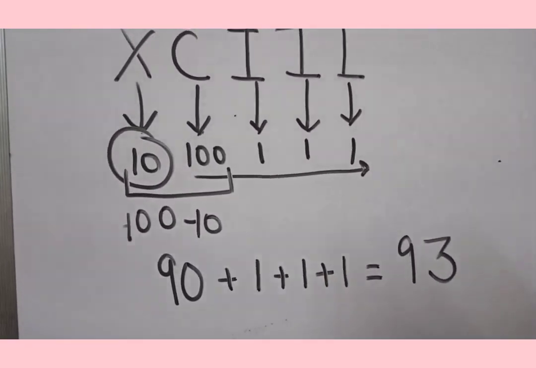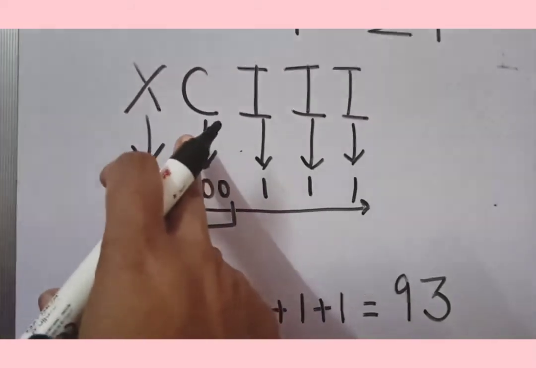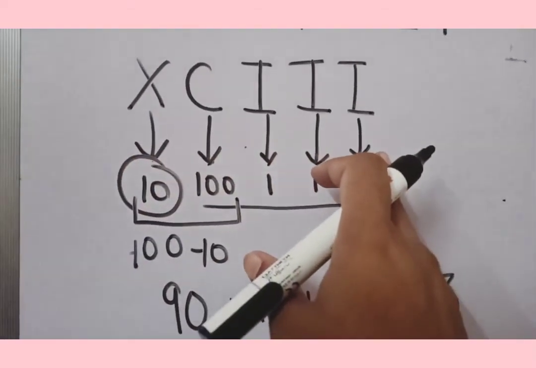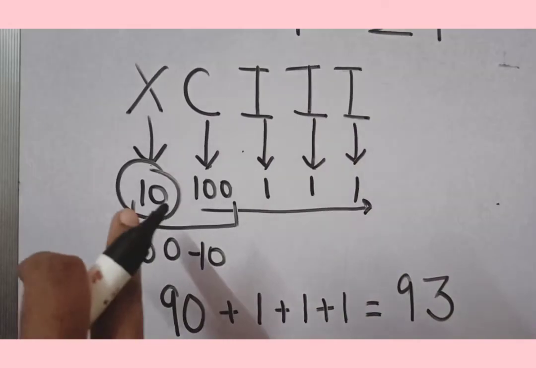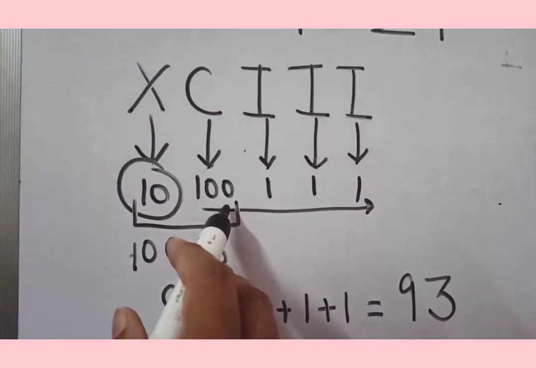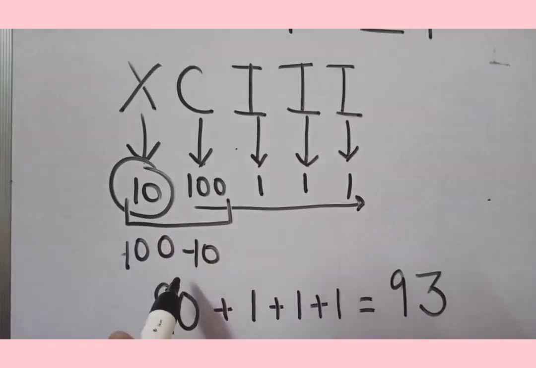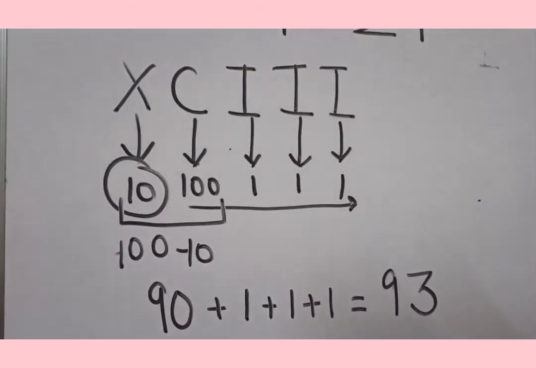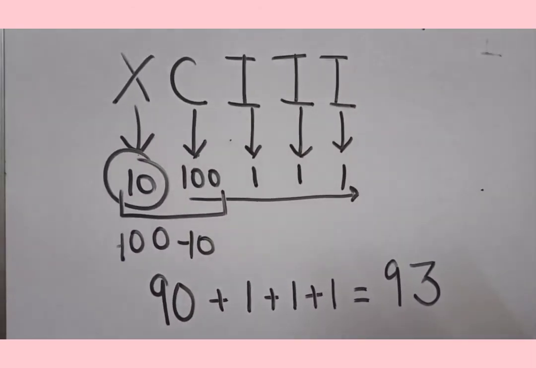I hope it's clear now that the value of the alphabets should be in a descending order, but if something disturbs it, let it be subtracted from the next number which is on the right side, get the value, and later on add all the remaining numbers.